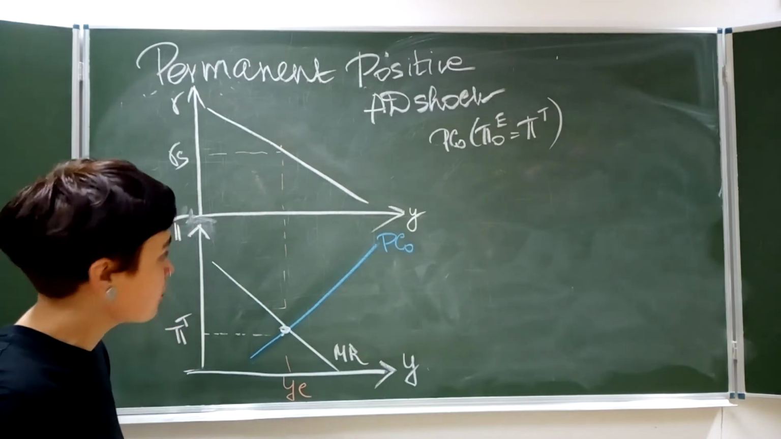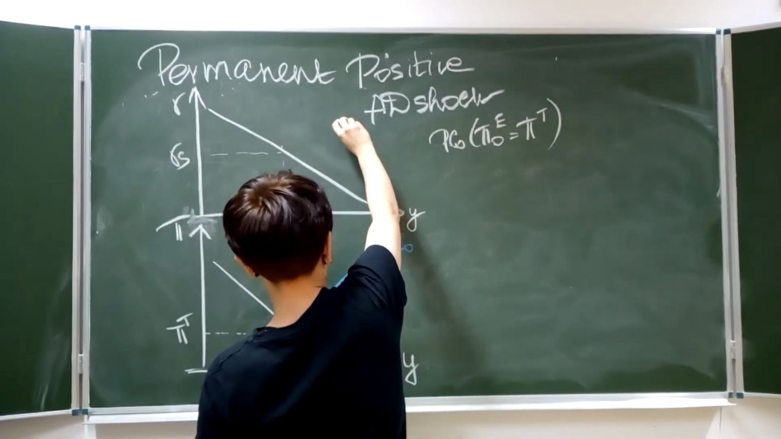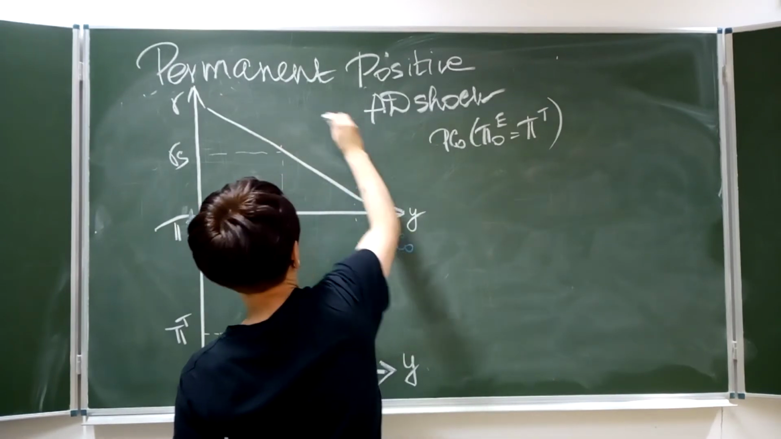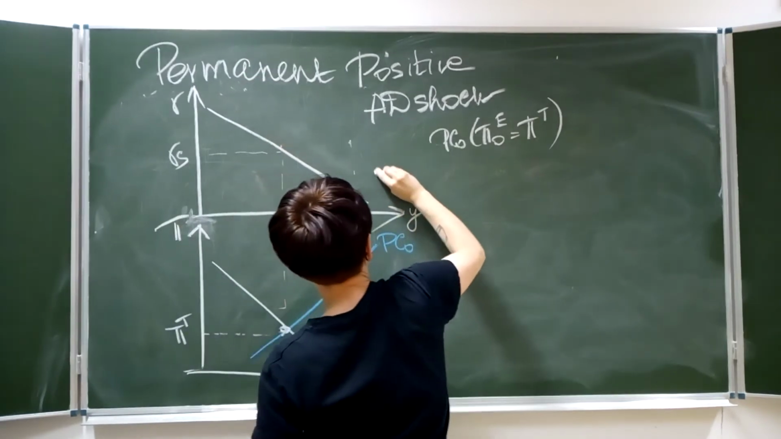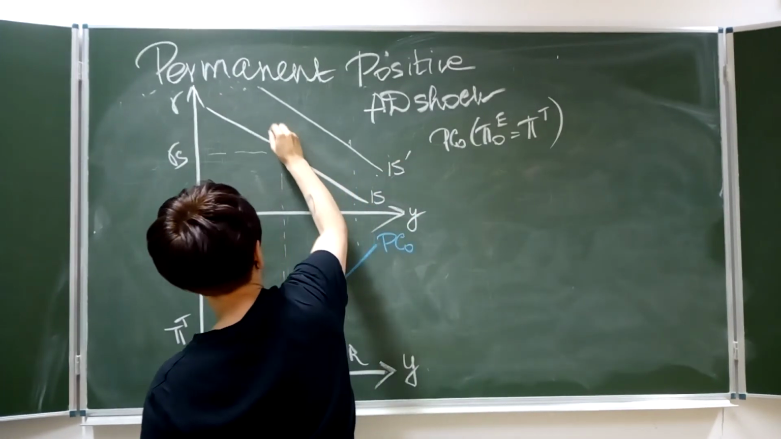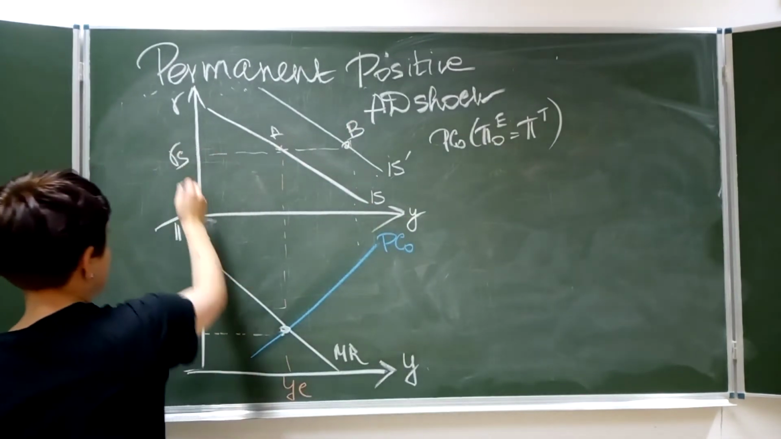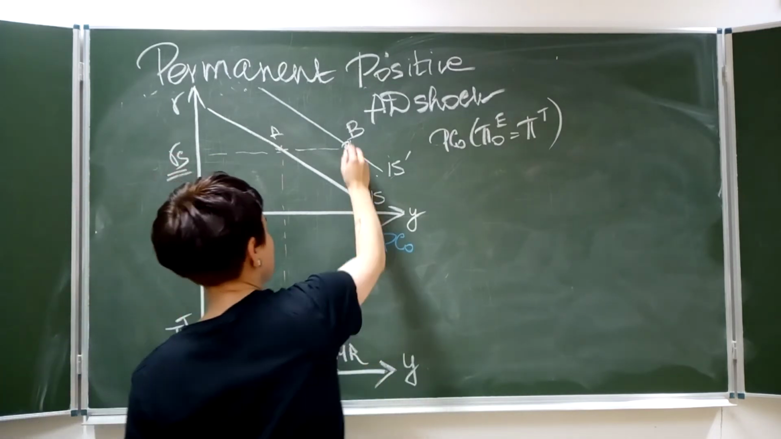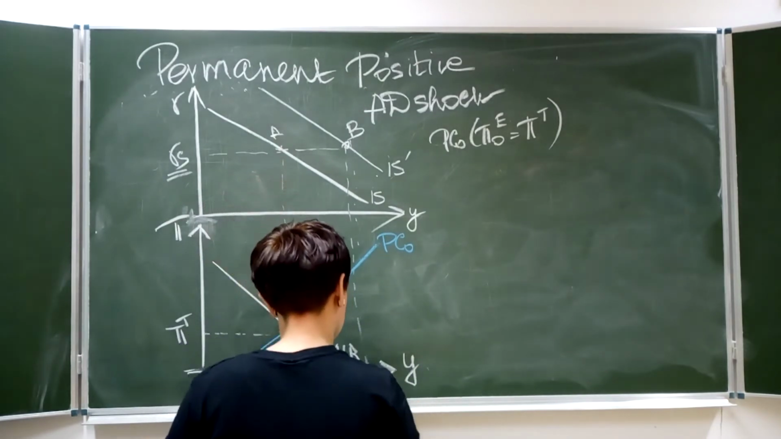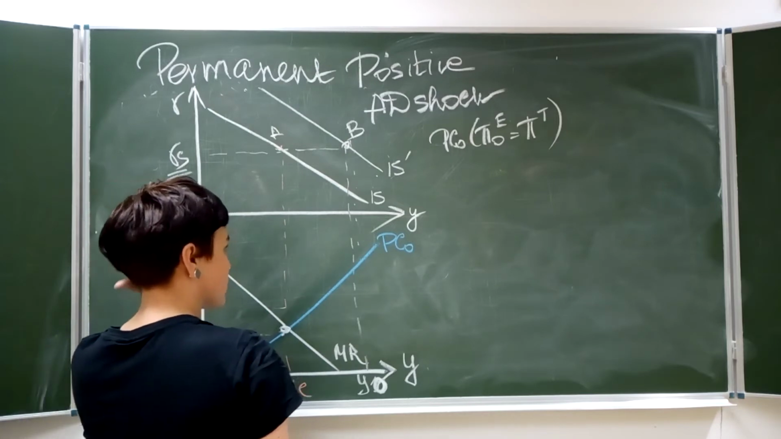So when we discuss permanent aggregate demand shock, then IS curve is going to shift and just stay at the same position. IS prime. So we move from point A, the point of initial equilibrium, to point B. So the level of output, which corresponds to the same interest rate, but on the new IS curve. So then we have level of output equal to Y0, because the aggregate demand shock occurs in period 0.